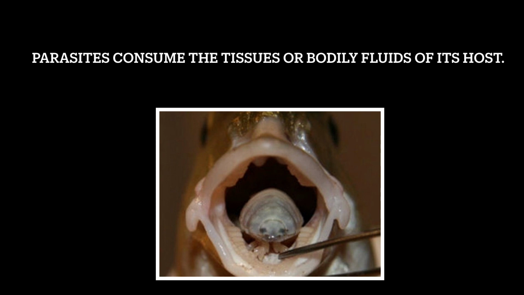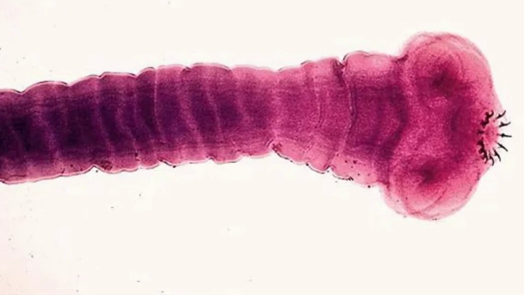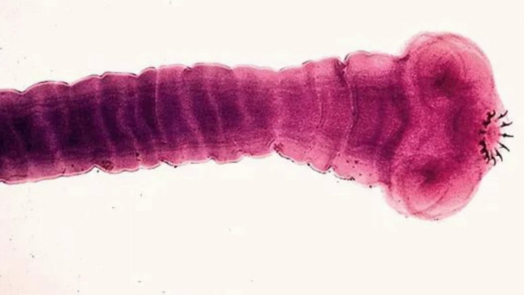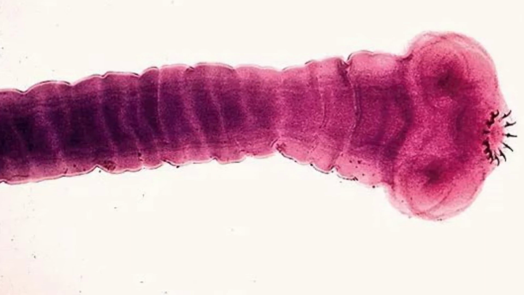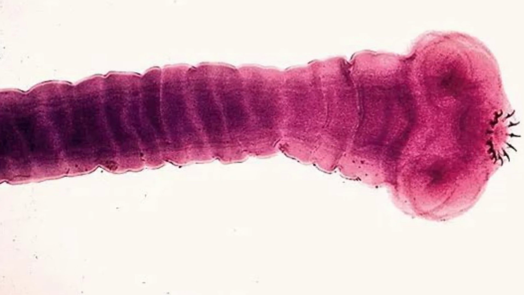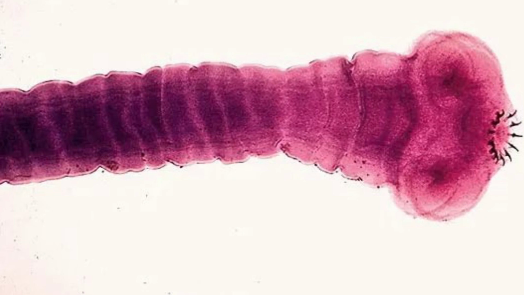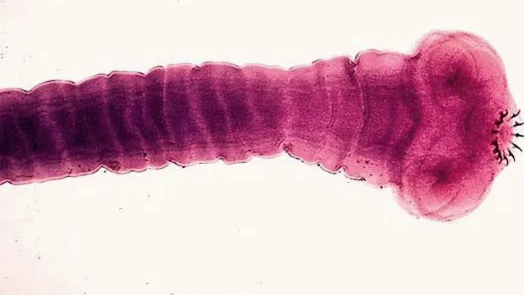Parasites typically consume the tissues or bodily fluids of its host. Additionally, parasites are also smaller than their host. There are two types of parasites. There are endoparasites and ectoparasites. In this picture shown, this is an example of an endoparasite. An endoparasite is a type of parasite that lives within its host.